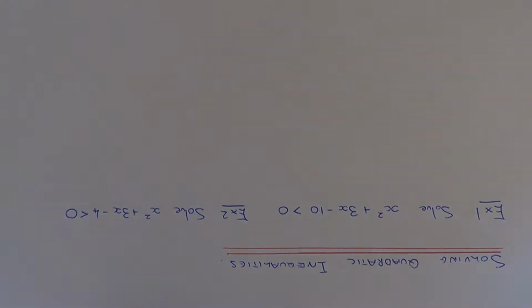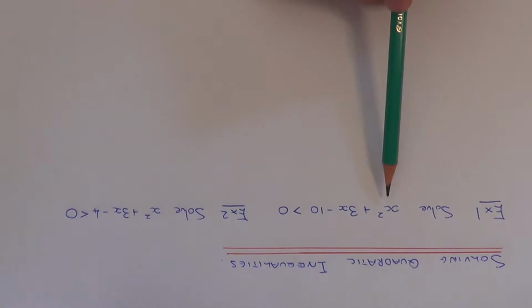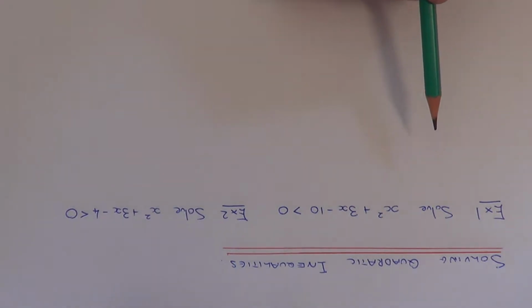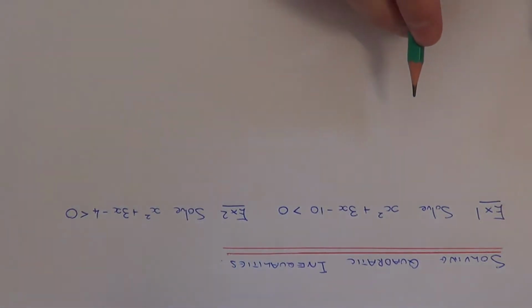Hi, today I'm going to show you how to solve some quadratic inequalities. So let's move on to the examples which I have here. So our first example is to solve x squared plus 3x minus 10 is more than 0.